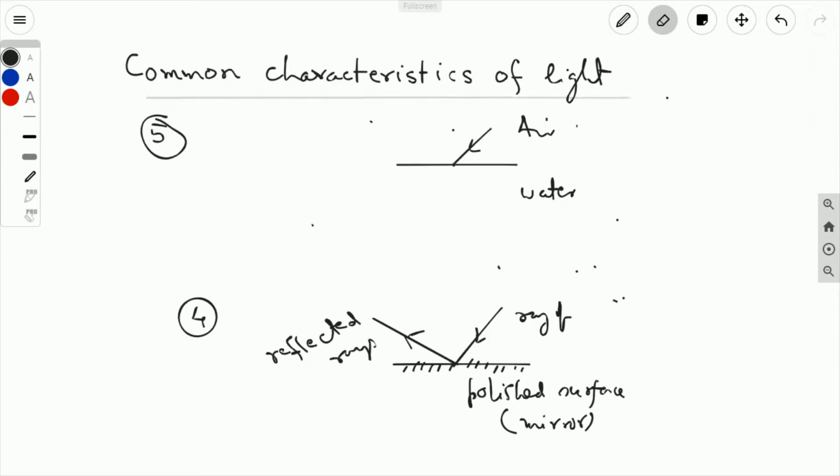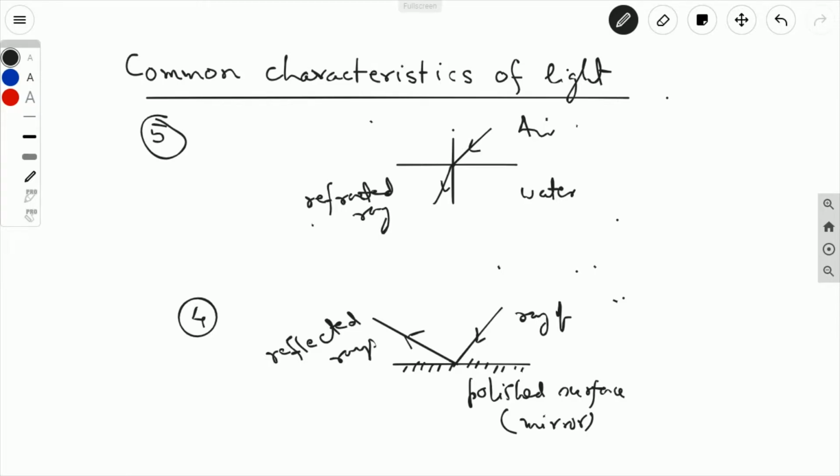The rays of light travel from air into water, and we draw a perpendicular. This is the refracted ray. If the rays of light travel from one medium to another medium, then they get refracted.